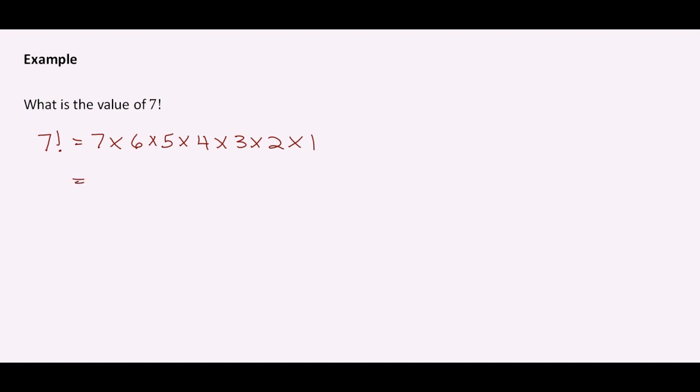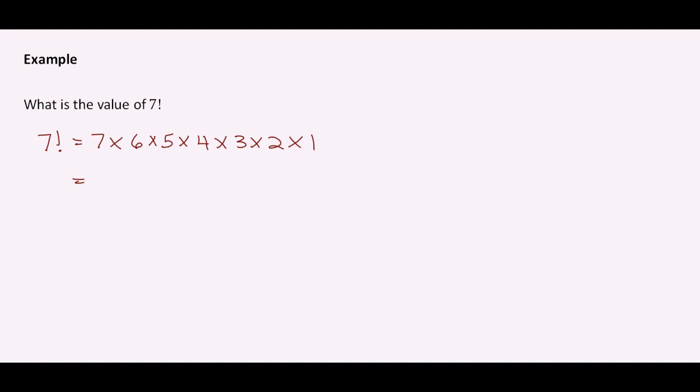So let's multiply this out. We have 1 multiplied by 2, that's 2, multiplied by 3, we have 6, multiplied by 4, we have 24, multiplied by 5, we have 120, multiplied by 6, we have 720, multiplied by 7, we have 5040.